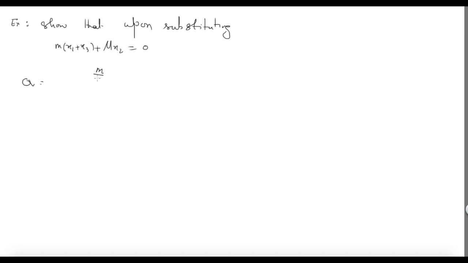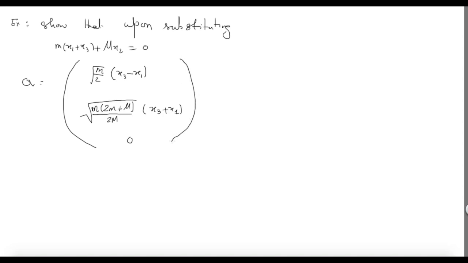Let me write down, I hope this is the last time I'm writing this. X3 minus x1. Okay, this we had already. The second one looks neater now. So you have 2M plus capital M over 2M, and this is the coefficient of X3 plus X1. And the third one is 0. Please show this. This is a trivial exercise. Now this all looks very neat. This coordinate Q3 is 0. We have fixed it to 0.